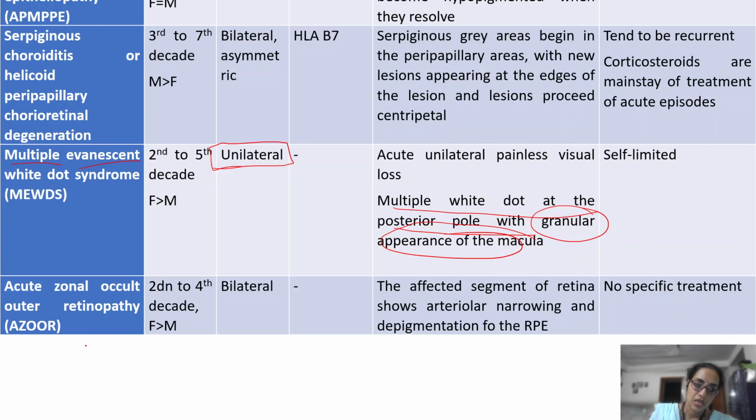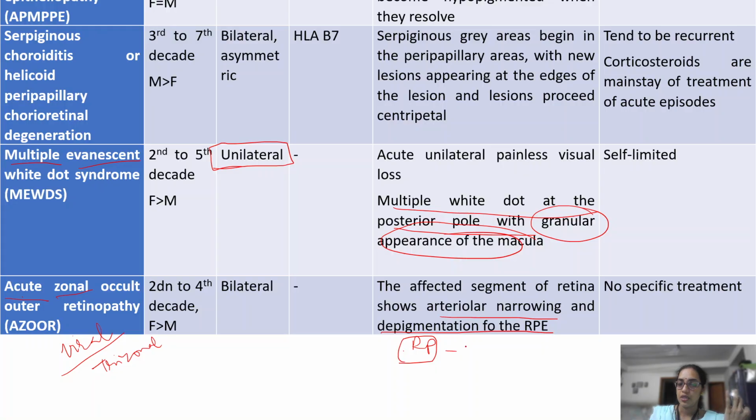Next is AZOOR. AZOOR is acute zonal occult outer retinopathy. Again, we go by the name. Okay, it's supposed to follow a viral infection. The onset is acute. It involves zones. Some people even call it trizonal AZOOR because there are three zones in the retina. So whatever zone is involved, there is arteriolar narrowing and depigmentation of the RPE. Sometimes it might be pigment spicules simulating retinitis pigmentosa.